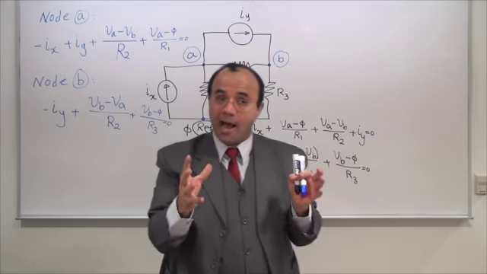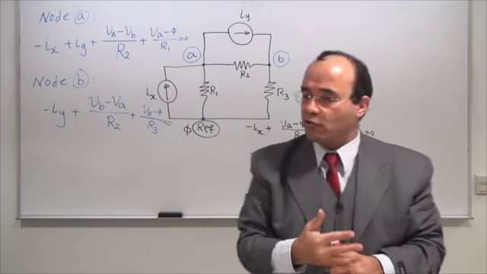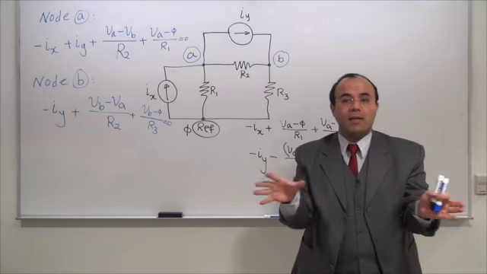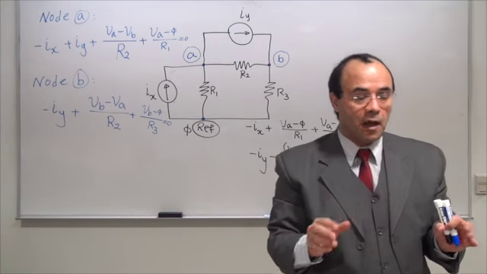In chapter 2, I have to assign currents, directions, polarities, everything. In Nodal, I'm not going to assign anything. I'm going to ignore it, even if it exists on the system. I'm going to ignore it.